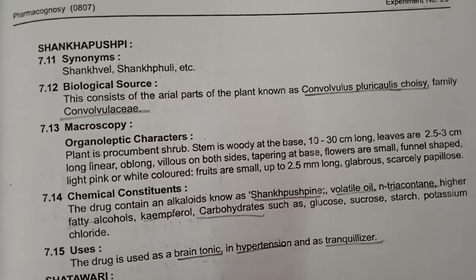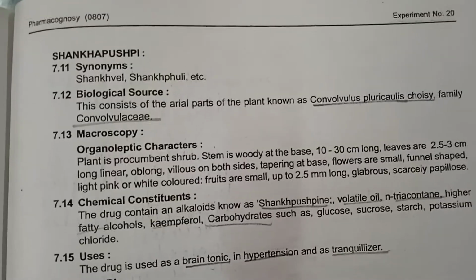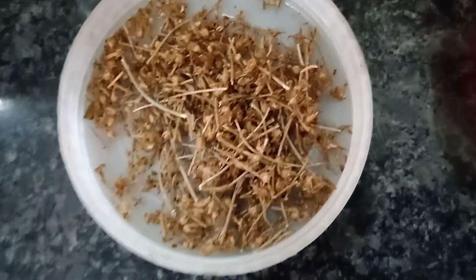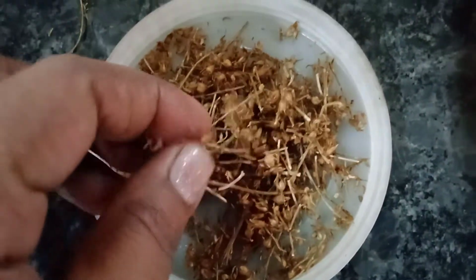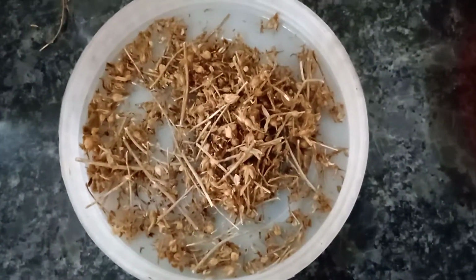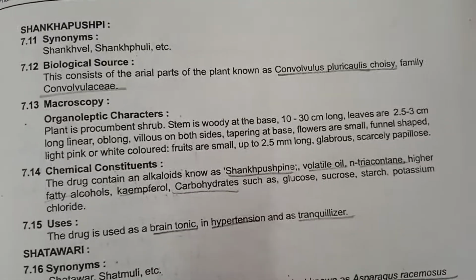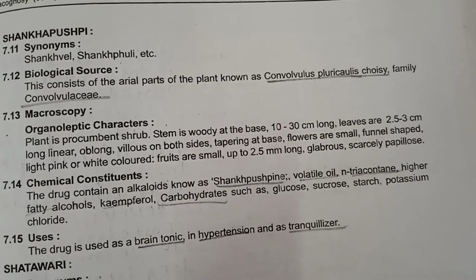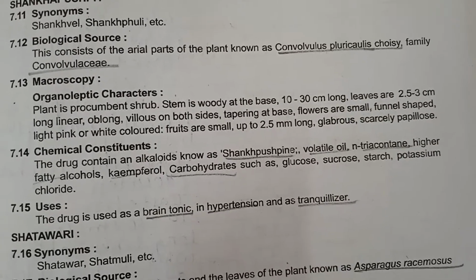Now the third drug is Shankhapushpi. Its synonyms are Shankhavel, Shankhapuli or Shankhapushpi. Here you can see this is a Shankhapushpi plant. Flowers of the plant are collected as a drug. Biological source of this drug: it consists of the aerial parts of the plant known as Convolvulus pluricaulis Choisy, family Convolvulaceae. Macroscopy: plant is a procumbent shrub.